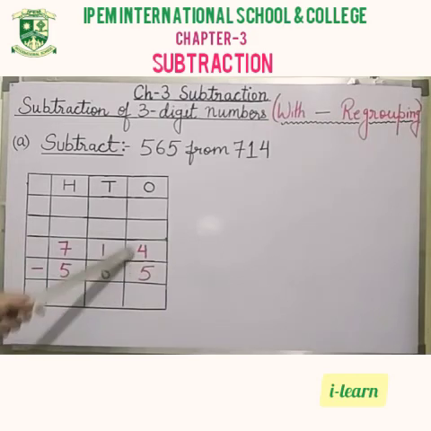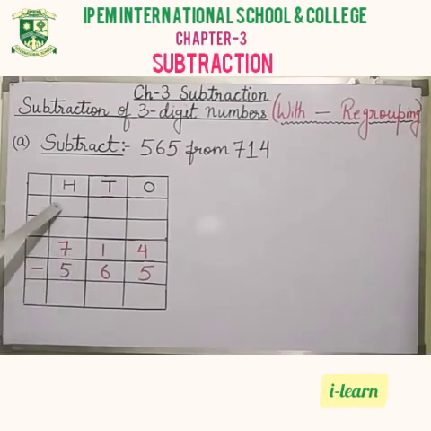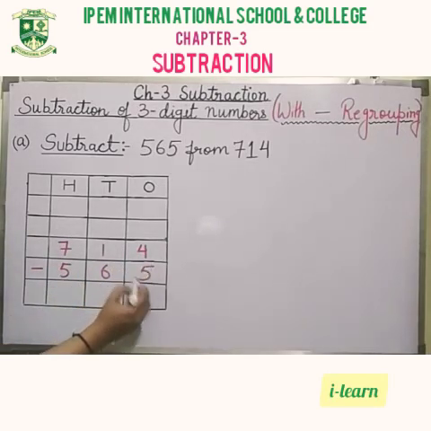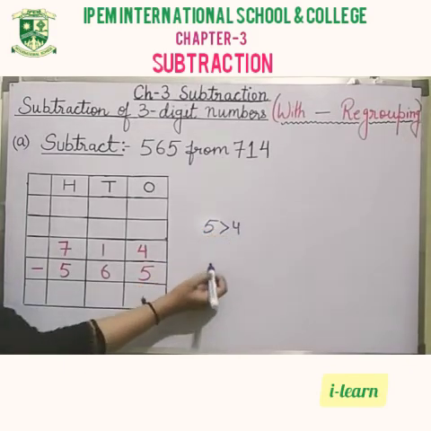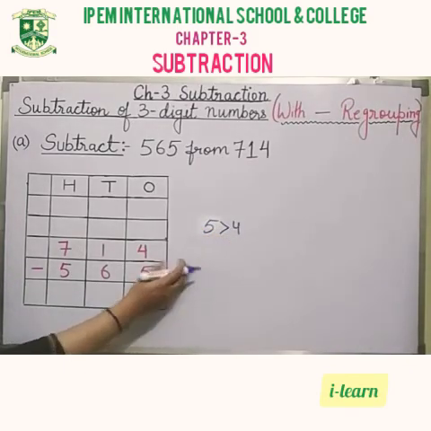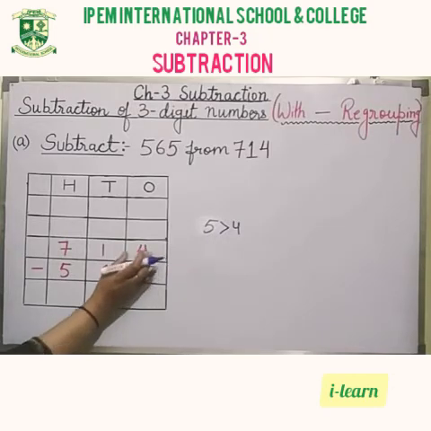Now we will write 565 below these digits. As you can see that I have left over 2 rows here. Now I will tell you why I have left that and why you all also have to leave these 2 rows. Children, as you can see here, we have to subtract 5 from 4. And you know that 5 is a bigger number than 4. Now how we will subtract? We can't subtract a bigger number from a smaller number.